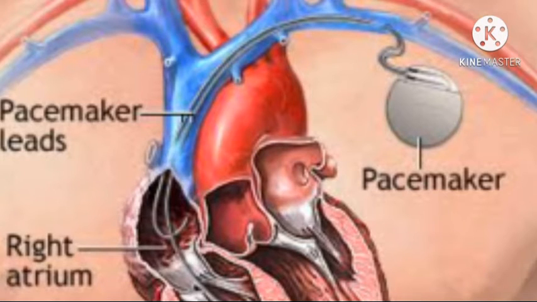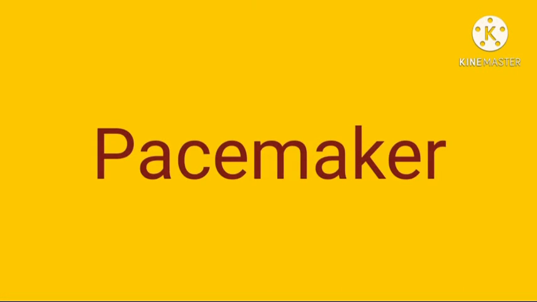But dear students, sometimes a mechanical device called an artificial pacemaker is placed surgically in humans if their SA node is damaged or if the electrical conduction system of the heart has a problem. At that time this artificial pacemaker is working. So students, here we completed the pacemaker.